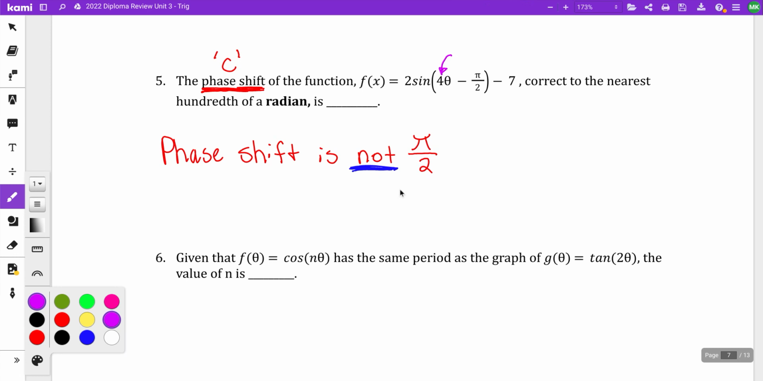Remember, you can't have a number on that variable. You have to do a greatest common factor, and you need to divide that 4 out front. Then you can see the true C value. So I have to divide that 4 in front. So it now looks like this: 2 sine (4 (theta minus pi over 8)) minus 7.